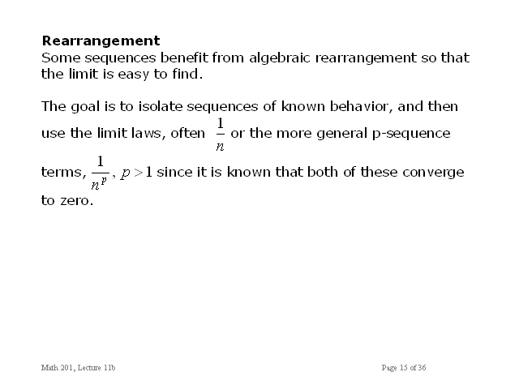For some sequences, if you algebraically rearrange the term, then the limit is easy to find. I'm not talking about rearranging the order of the terms. I'm just talking about rearranging the terms themselves. And one of the goals is to isolate a sequence of known behavior. For example, if you can isolate 1 over n, you know that as n goes to infinity, 1 over n goes to 0.